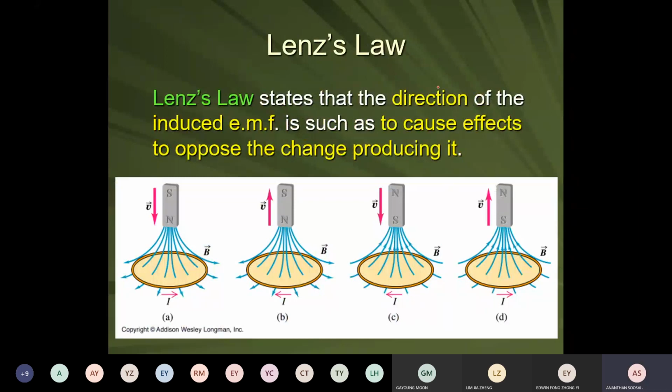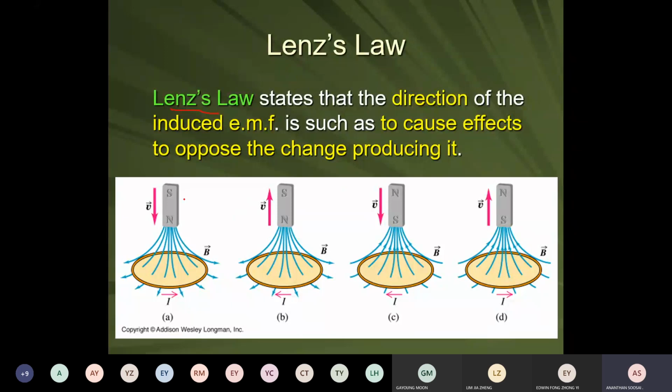Now, the last law in this topic is Lenz's law. What does Lenz's law state? Lenz's law states that the direction of the induced EMF is such as to cause an effect to oppose the change producing it. What does this mean? The direction of the EMF.